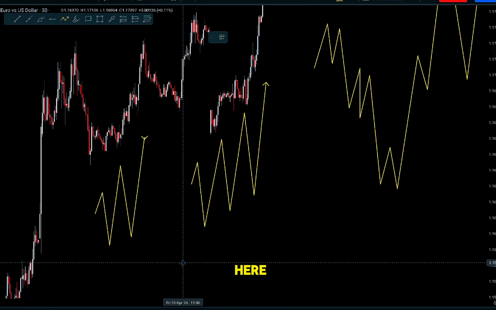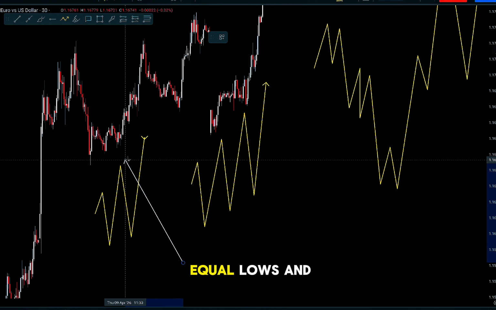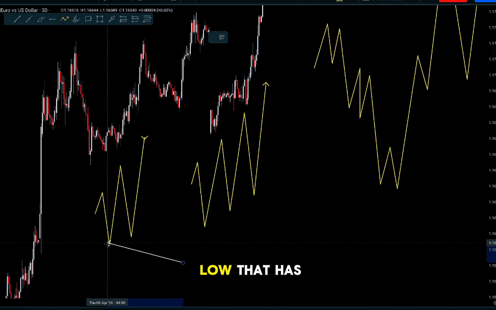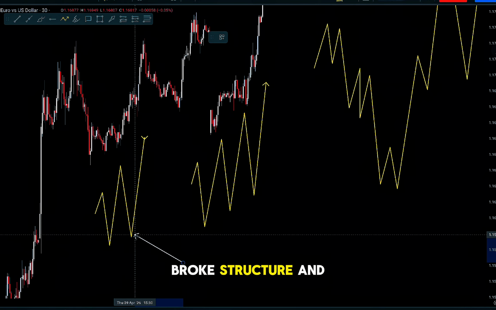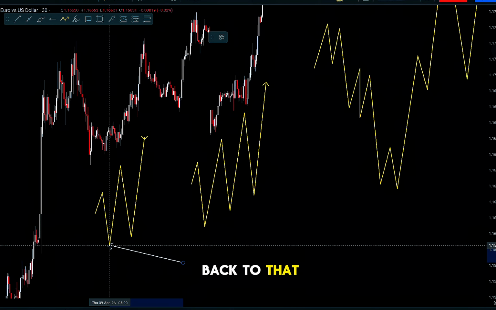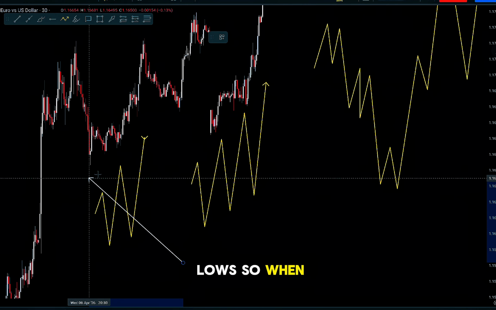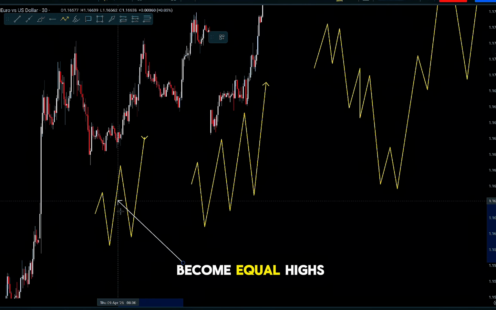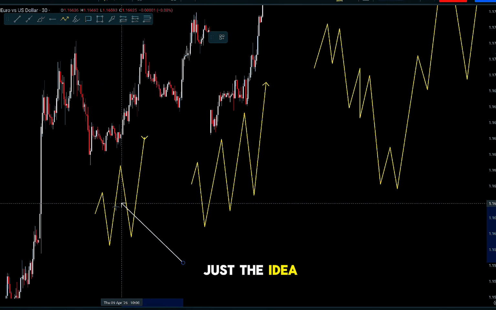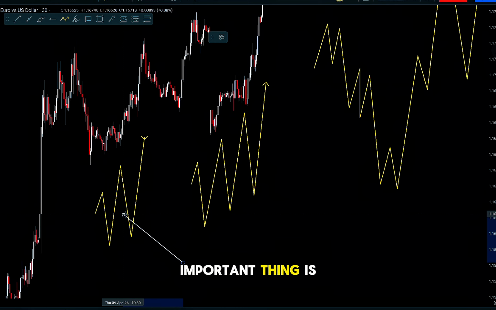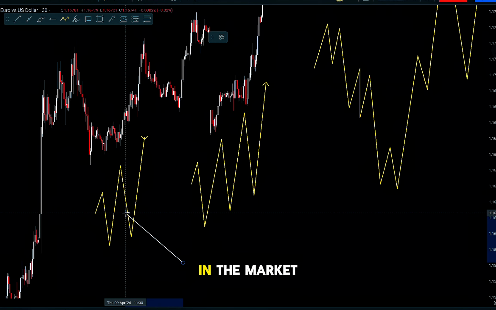If we look here, for me to explain just the equal lows and highs, you have this low that has been created, broke structure, and then it came back to that low without taking it out. This is what we call equal low. So when we turn it up, then it becomes equal highs. And this is just the idea about it. The most important thing is where you are looking at it in the market.